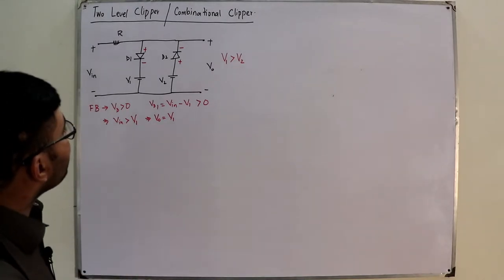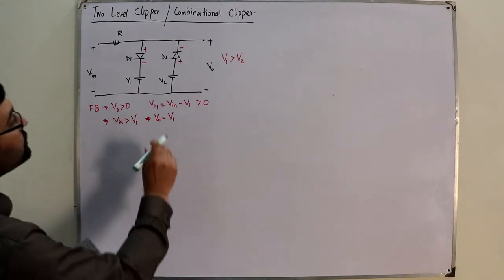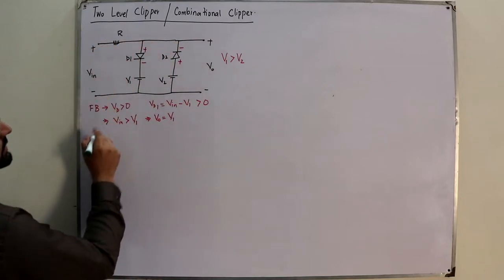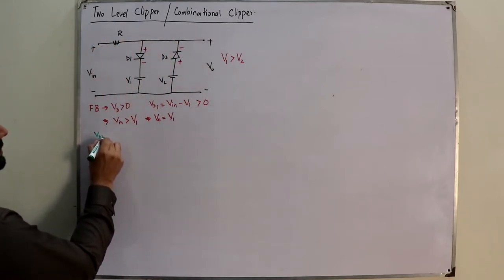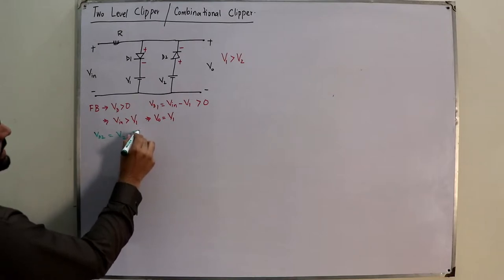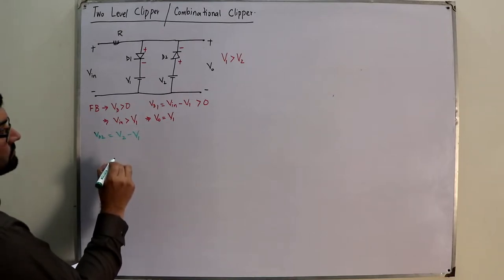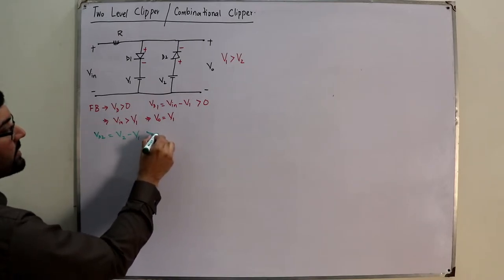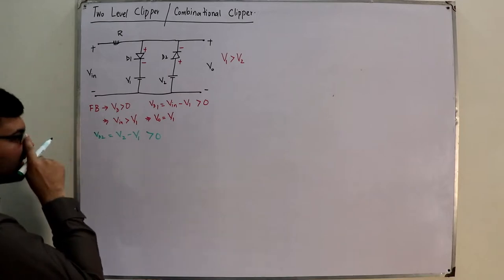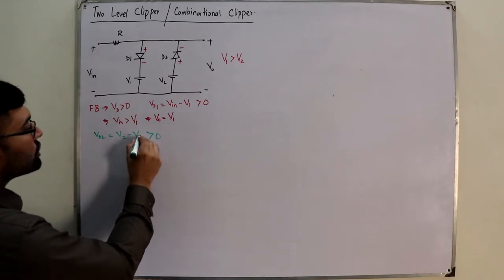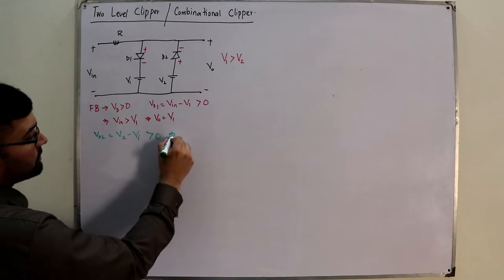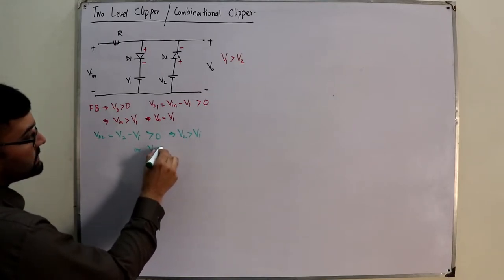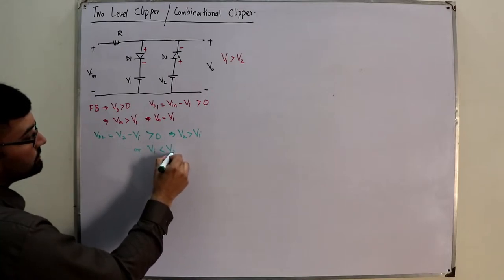Similarly, for the diode 2, have a look. The voltage across diode 2, VD2, is V2 minus V input. So what would happen now? This should be greater than 0 to make it forward biased. And if this is greater than 0, this implies that V2 should be greater than V input, or the input voltage is less than V2.